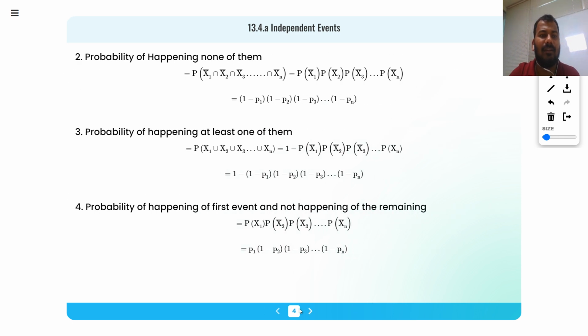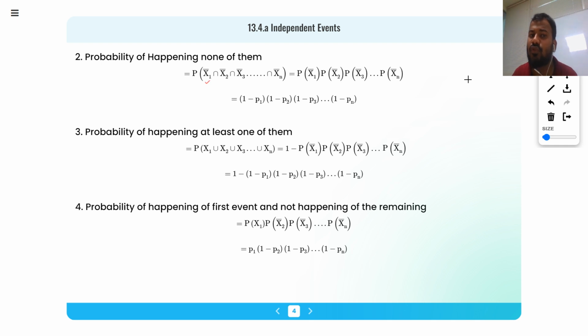Next, let's try understanding a few of the important points here. Probability of none of them happening. Now we are going to check out the probability that none of them is going to happen. It means the first one is not going to happen, the second one is also not going to happen, and the third one is also not going to happen. It means anything is not going to happen. So can I say AND? It means nothing is going to happen.